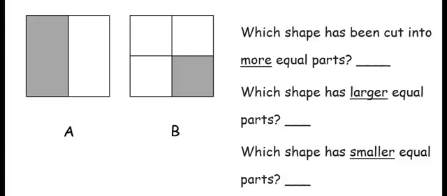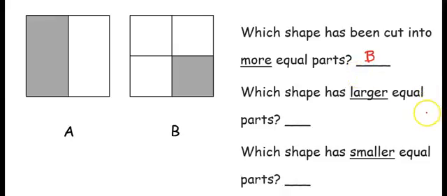Here's another example. This time we have square A, which has been divided into halves, and square B, which has been divided into fourths. The question says, which shape has been cut into more equal parts? Well, shape B was divided into fourths, so that's more parts.